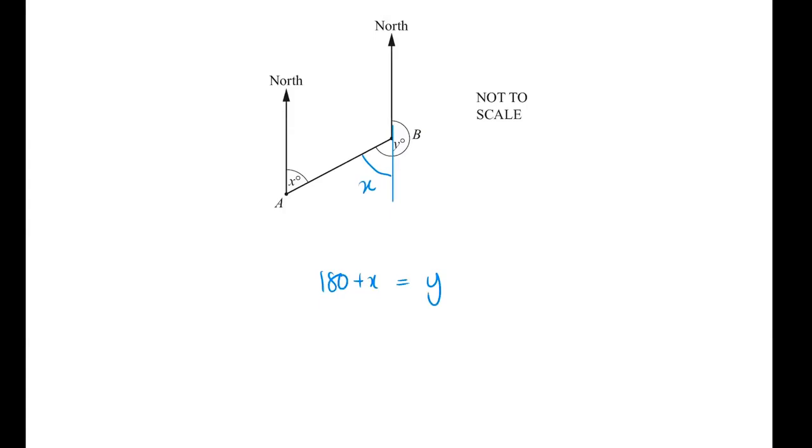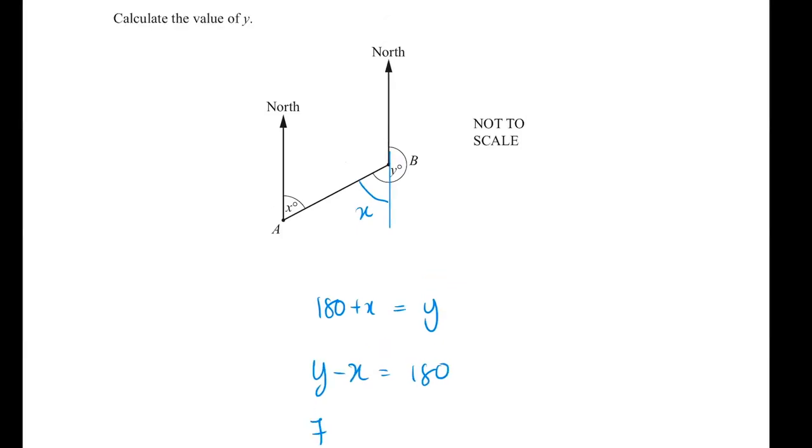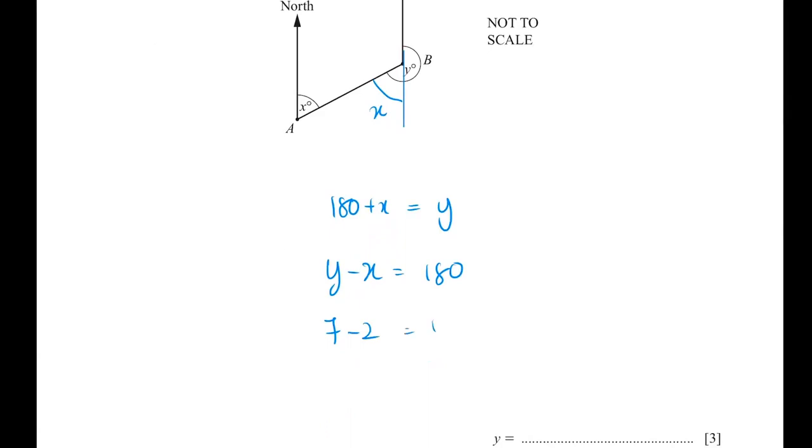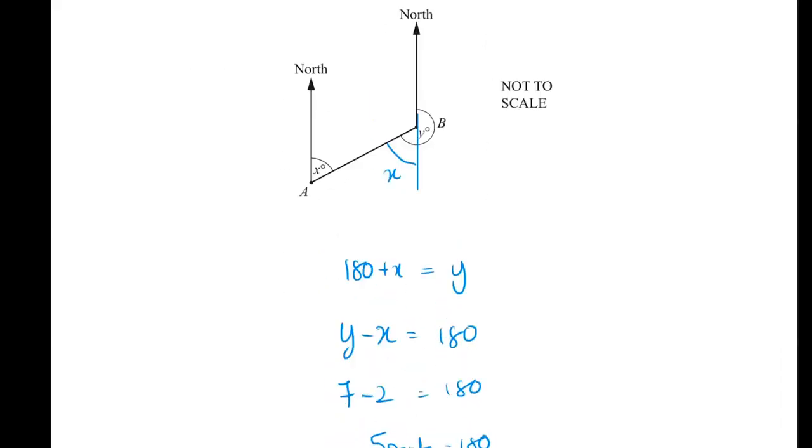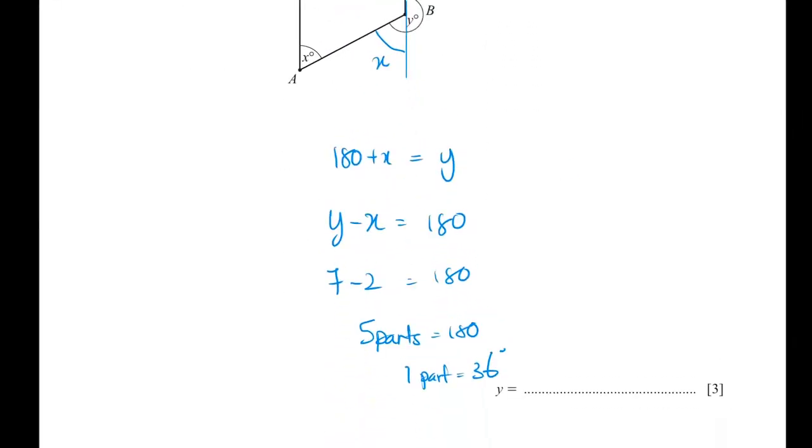Okay? So you can see already Y minus X is equal to 180. So 7 parts minus 2 parts is equal to 180. 5 parts is equal to 180. 1 part is equal to 36. So we need to find angle Y. Angle Y, just take 36 multiplied by 7. 252.